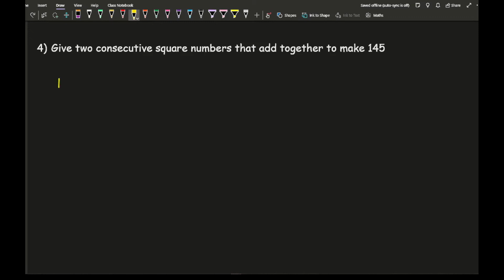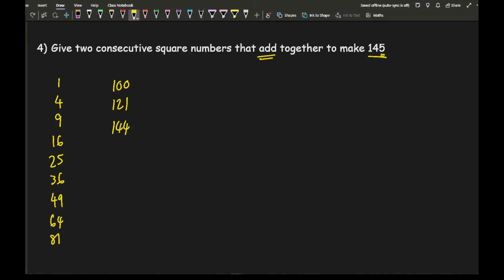So what you want to try and do is write down all the square numbers that you know. So we've got 1, 4, 9, 16, 25, 36, and we're only going to stop when we get to 145. So we've then got 49, 64, 81, 100, 121 and 144. Now, because the last digit is a 5, I'm looking for two numbers that end in digits adding to a 5.